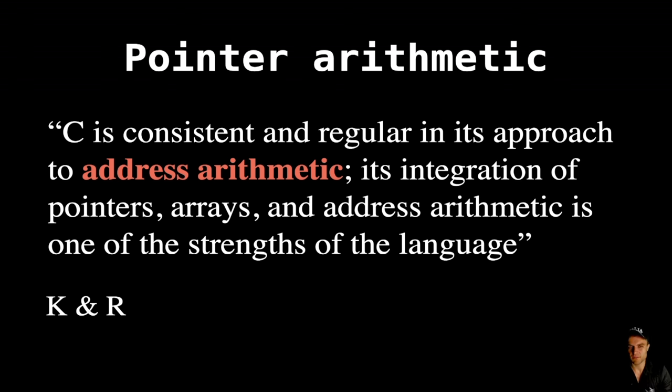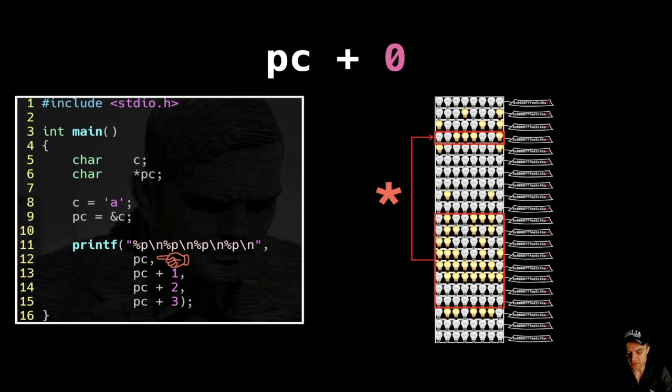This is not the full story of this type of pointers. Indeed, C is very consistent and regular in its approach to address arithmetic. Its integration of pointers, arrays, and address arithmetic is one of the strengths of the language. You will see later that there is a big integration between arrays and pointers, making it really tricky to differentiate between them. But keep in mind that, as is written here, we want pointer arithmetic to be equal to index addressing of arrays. So let's make a stupid example.